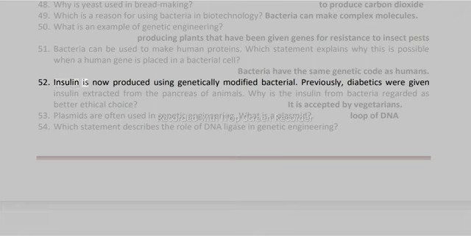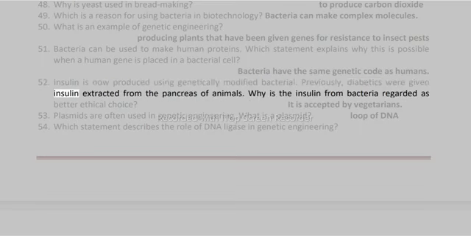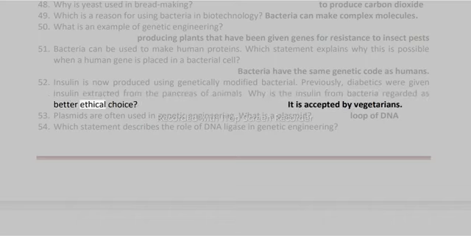52. Insulin is now produced using genetically modified bacteria. Previously, diabetics were given insulin extracted from the pancreas of animals. Why is the insulin from bacteria regarded as a better ethical choice? It is accepted by vegetarians.